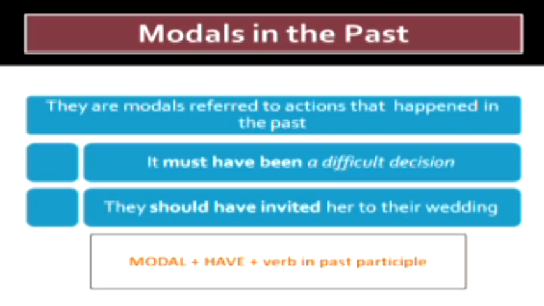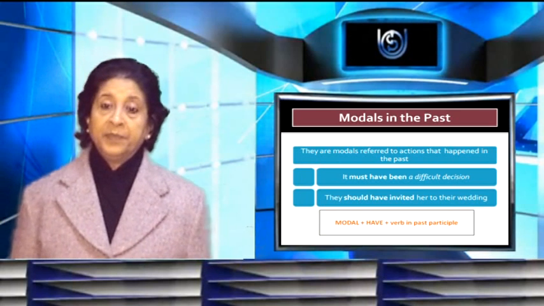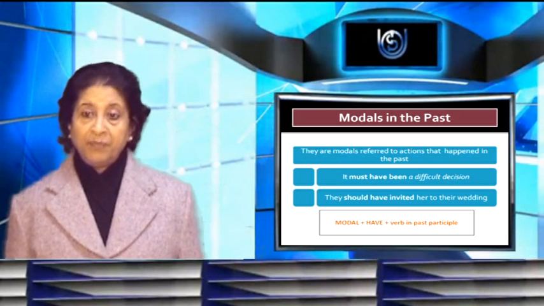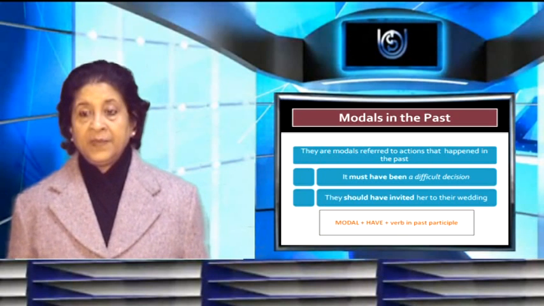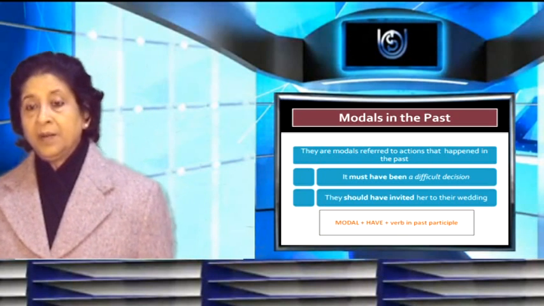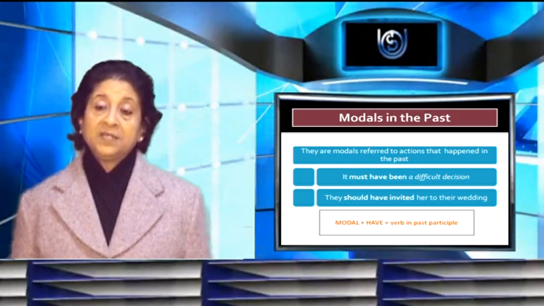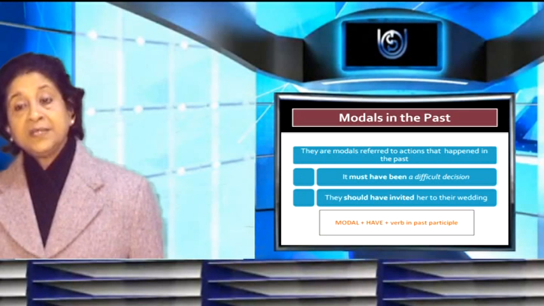Now, the next situation is modals in the past. How to use modals in the past? These modals refer to actions that happened in the past. How do we use it? It must have been a difficult decision. Then have, been, and then verb. Modal must, then have been, and then verb in past participle. Modal plus have plus verb in past participle. This is the construction of a sentence.